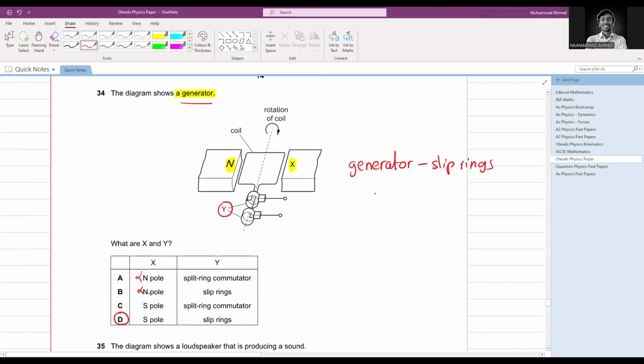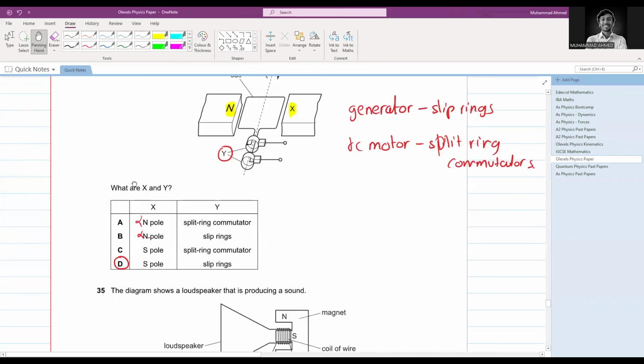And whenever you have a DC motor, your rings are known as what? Split ring commutators. Simple as that. Let's further move ahead.